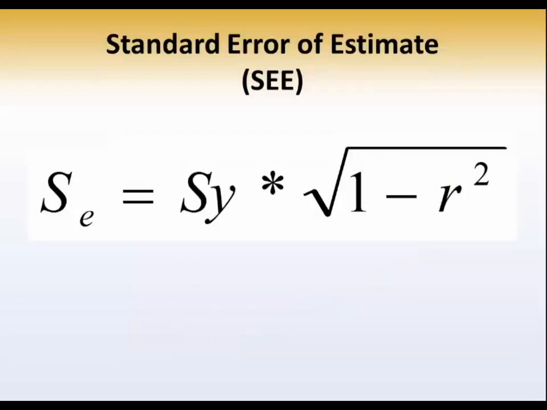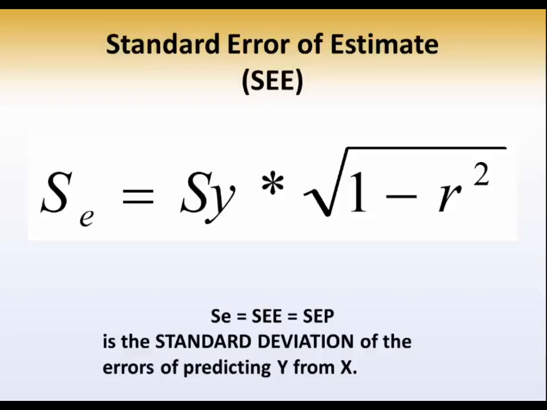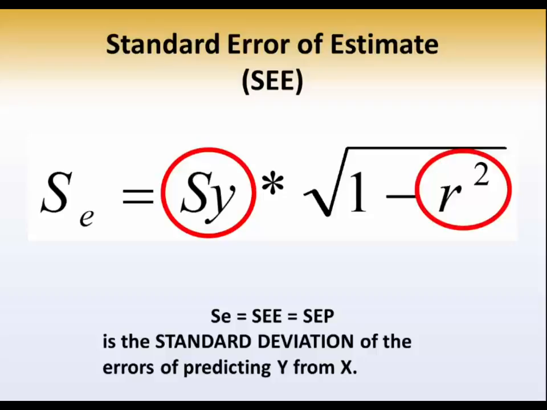That error in prediction is called the standard error of estimate. It's the standard error, SE, or the standard error of estimate, SEE, or the standard error of prediction, SEP. They're all the same thing, but importantly, the standard error of estimate is a standard deviation. It's the standard deviation of the errors of estimating y from a given x. It's based upon the standard deviation of the y's and the correlation between the x's and the y's. The higher the correlation, the less error in prediction that there will be.